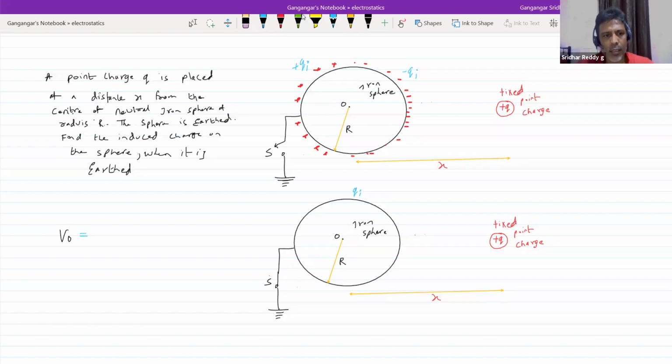Potential at point 2 should be equal to the induced charge present on the iron sphere. Due to that, sir, is it uniform or non-uniform? Is it non-uniform? Write it here. But still the whole charge will be at a distance R plus R, equal to KQ by X.